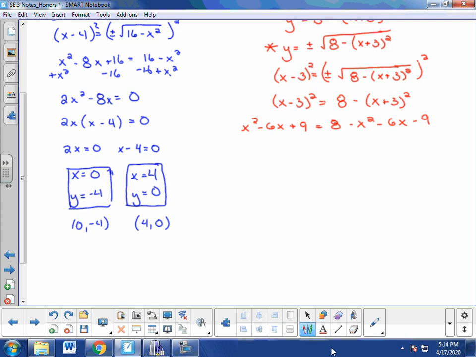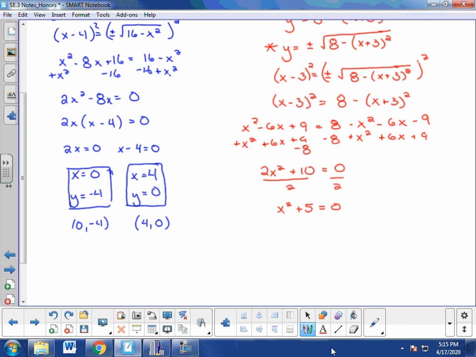So now we can follow the same process that we did. It is still a quadratic equation. We still want to get this thing equal to 0. So add x squared to both sides. Add 6x this time. So now that gives me 2x squared. The 6x is gone. I can add 9 and then subtract 8. So this would give me 2x squared plus 10 equals 0. Now, it still does divide by 2. So x squared plus 5 equals 0.